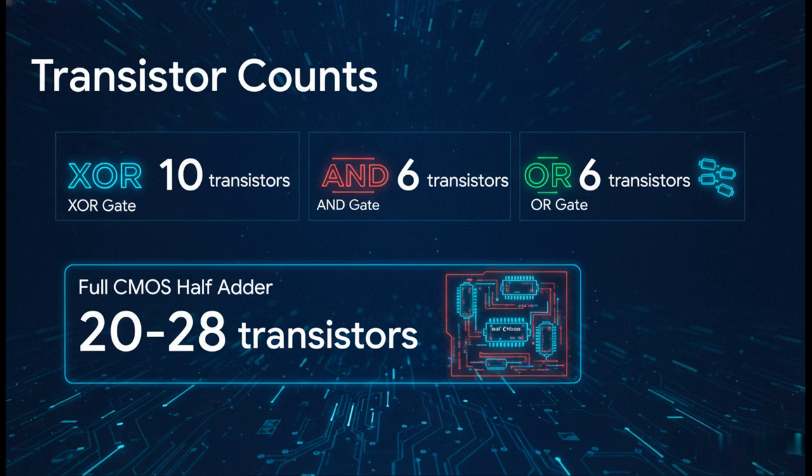Building a single XOR gate requires about 10 transistors. An AND gate takes roughly 6, and an OR gate takes about 6 too. Put it all together, and a single full CMOS half adder costs us anywhere from 20 to 28 transistors. Now think about the fact that modern CPUs process 64-bit numbers and need massive, insanely complex adder chains to hit their clock speeds. Those transistor counts explode into the millions almost instantly, which is exactly why ASIC and FPGA synthesis tools are constantly grinding to optimize these layouts, trying to find the perfect balance between physical area and processing speed.